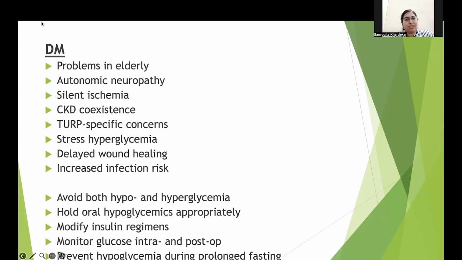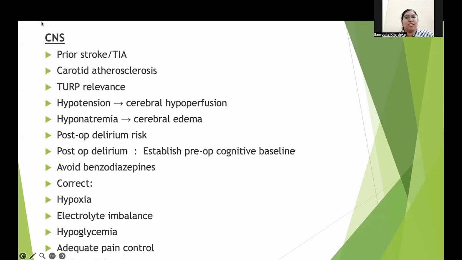We hold OHAs appropriately, and it is good to have monitoring intra-op and post-op, and prevent hypoglycemia. CNS, again a system which we don't pay much attention to. The patient may have a history of prior stroke or TIA, carotid atherosclerosis. In TURP, hypotension can lead to cerebral hypoperfusion. Hyponatremia can lead to cerebral edema. All of this can increase the post-op delirium risk.